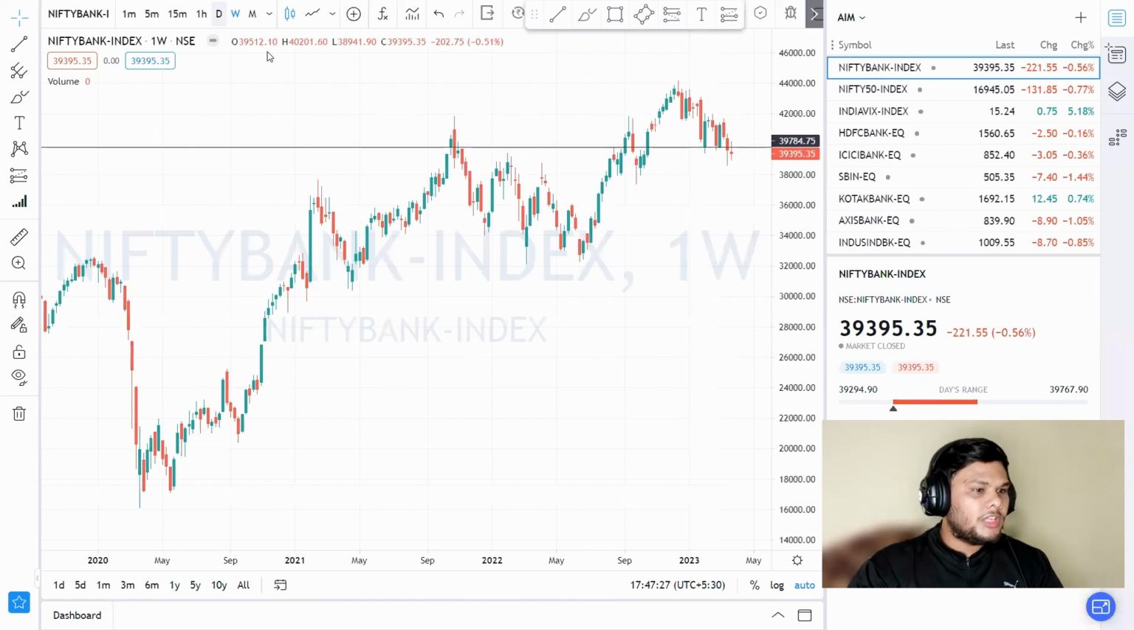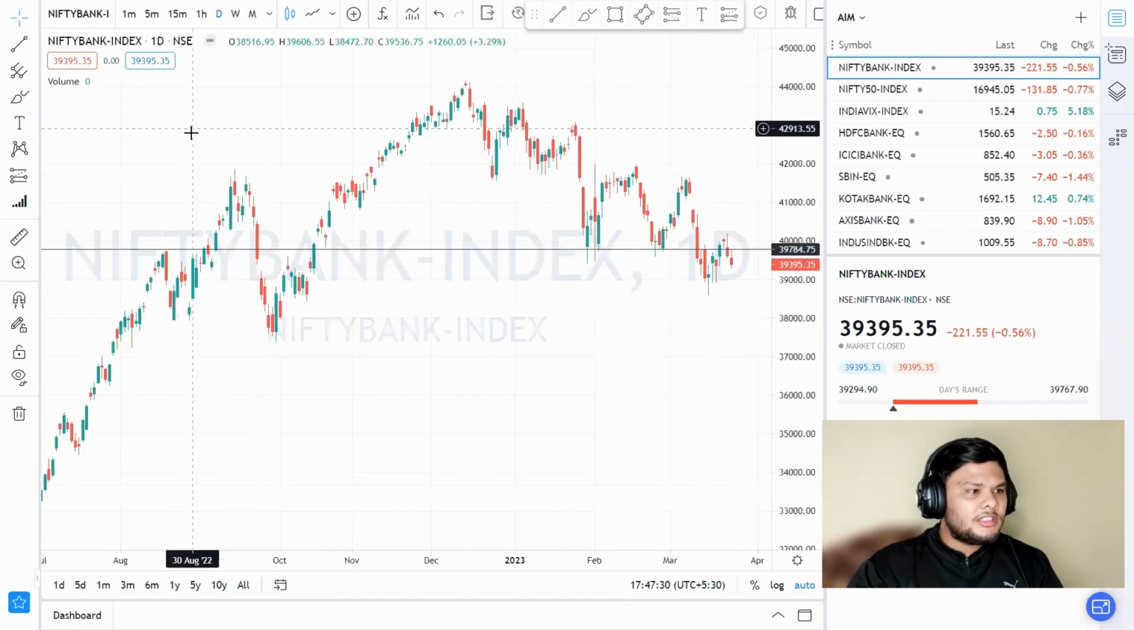Now let's look into the daily candle chart. So in the daily candle you can clearly see here that it continuously took support from that level, which is the 39,700 to 800 zone. So in this week it also tried to close above that, as I said in the weekly candle, but it could not sustain there.